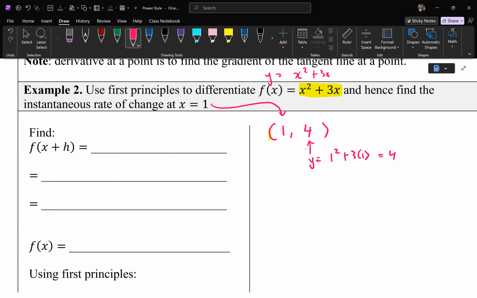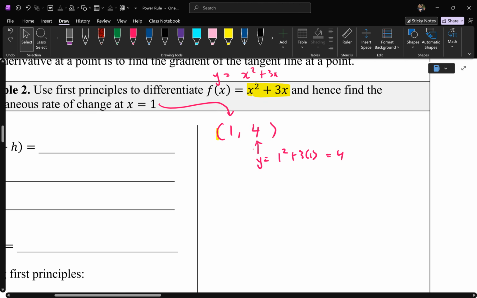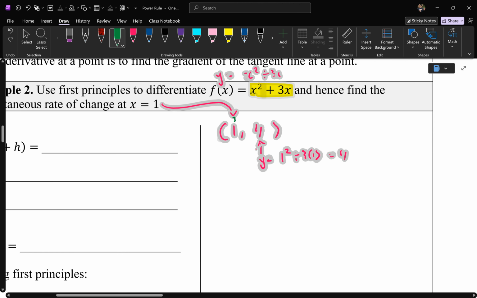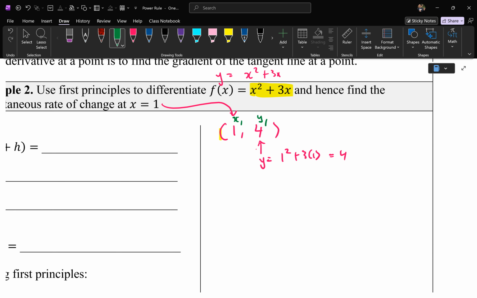Now, we've got 1 point. We only need 1 more point to find the gradient of a line. So here, I'm going to call this x1, y1. So we're half the formula there already. We're almost there. We just need 1 more point. Now this is where the theory comes in. I'm going to try to bring you into the picture. So we need 1 more point. Okay, we need an x coordinate and therefore we can find the y coordinate, right?